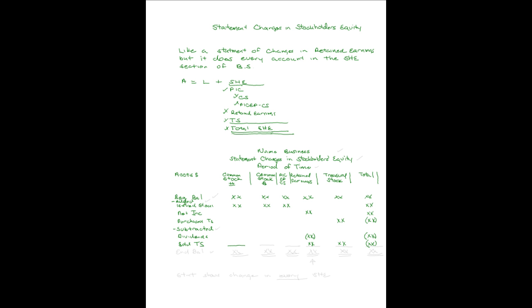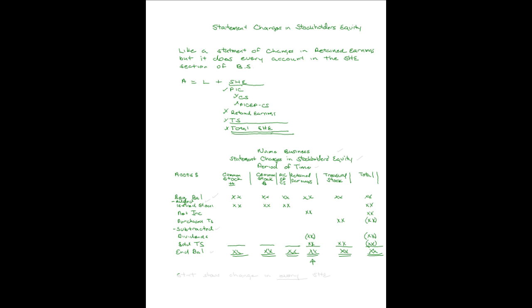So then I'm going to total these columns, and I'll have an ending balance that will tie to this year's balance sheet. The number of stock that's outstanding, the amount in my common stock account, the amount in my contributed paid-in capital in excess of par, retained earnings, treasury stock, and total stockholders' equity. And this column is an exact replication of my statement of changes in retained earnings we did above, because it is part of stockholders' equity.